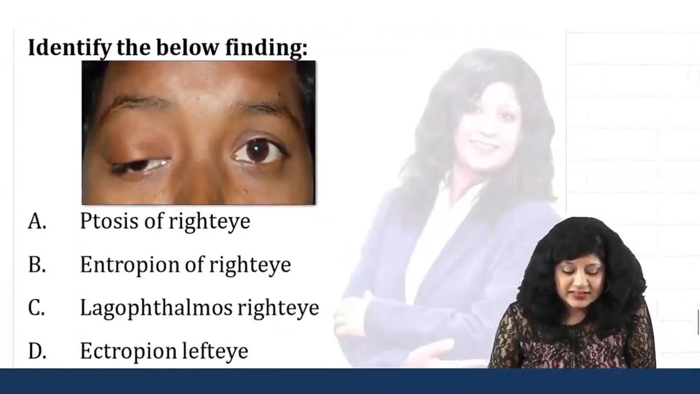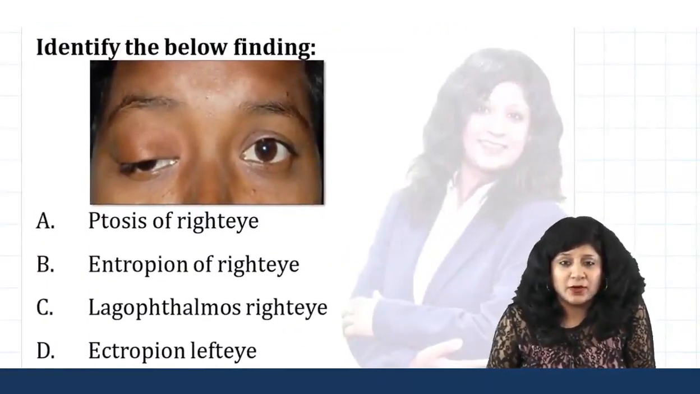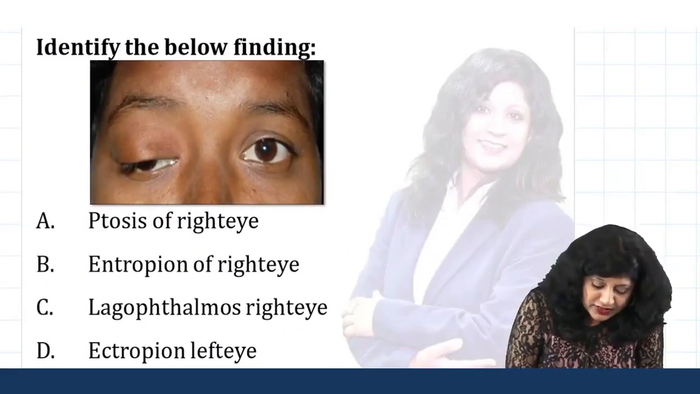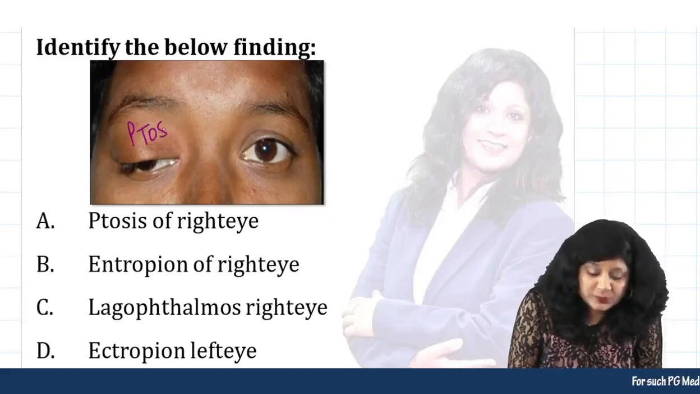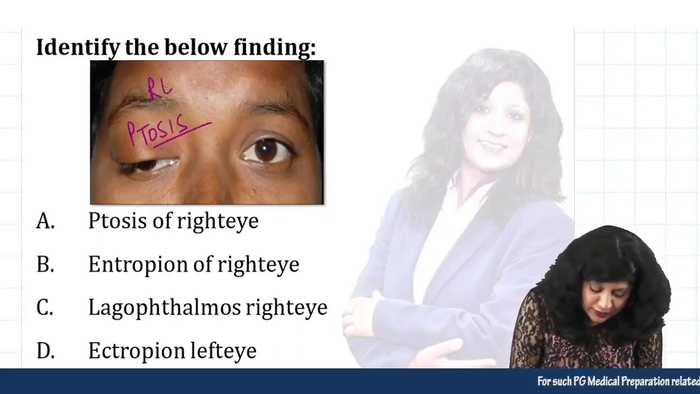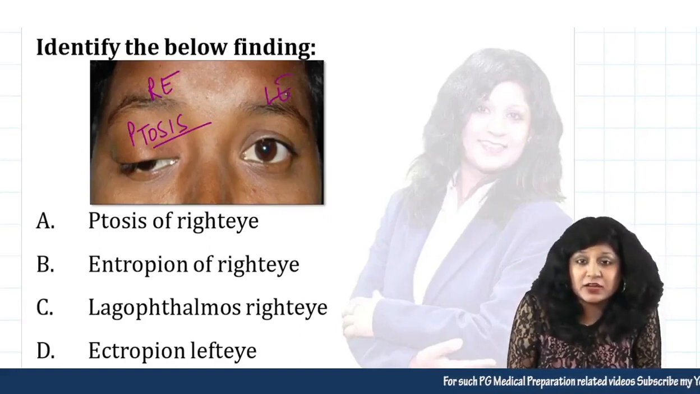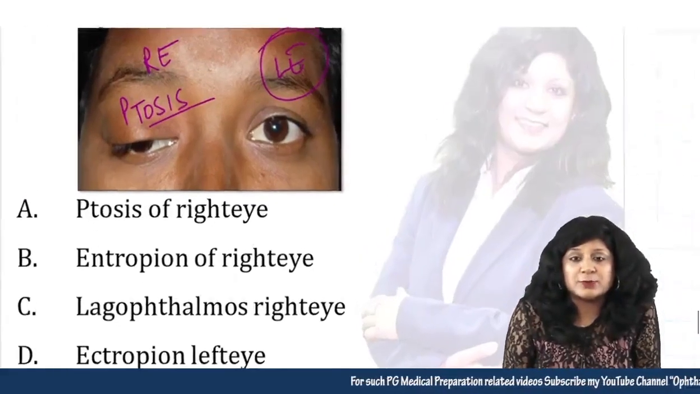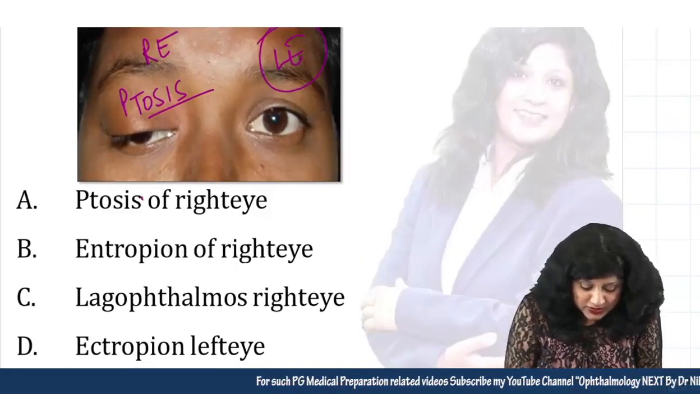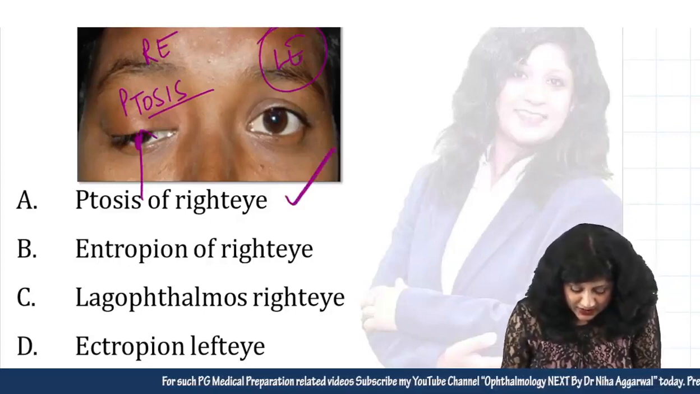Next question: identify the finding below. What can you see? There is clear-cut ptosis present here. This is the right eye of the patient and this is the left eye. Now look at the options. First is ptosis of the right eye. This seems to be right.